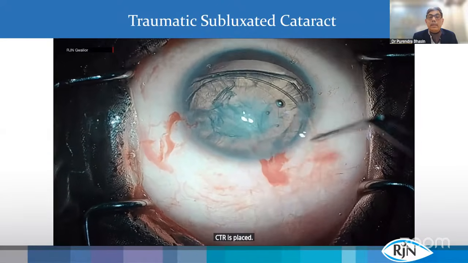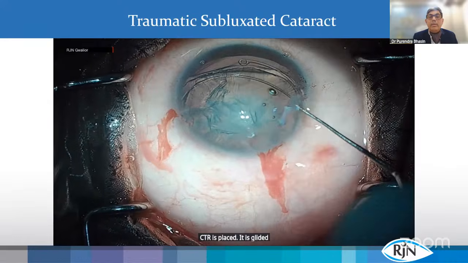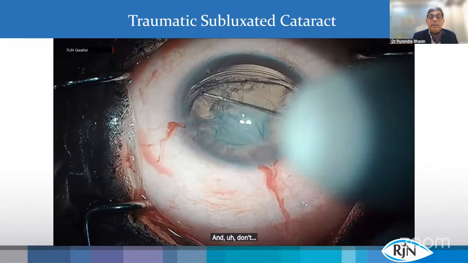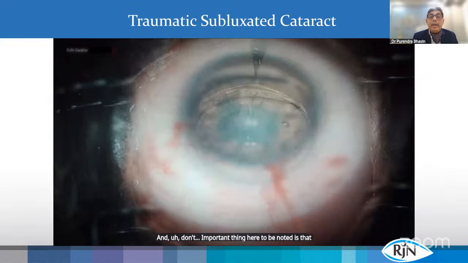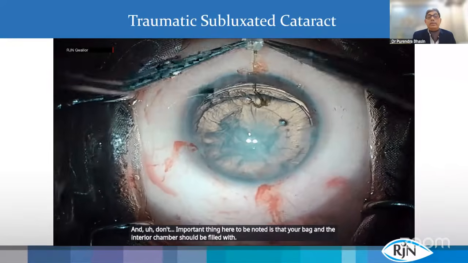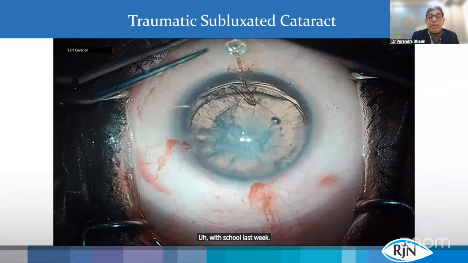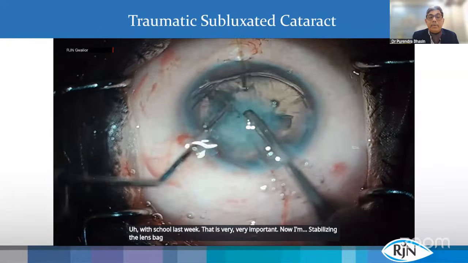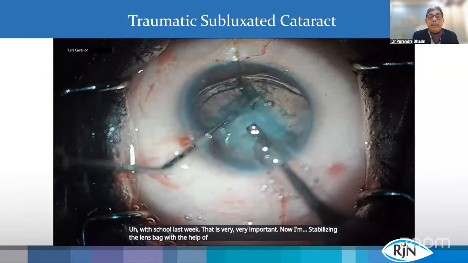It is glided in the bag. And the important thing here to be noted is that your bag and the anterior chamber should be filled with viscoelastic. That is very, very important. Now I'm stabilizing the lens bag with the help of the capsule retractor.